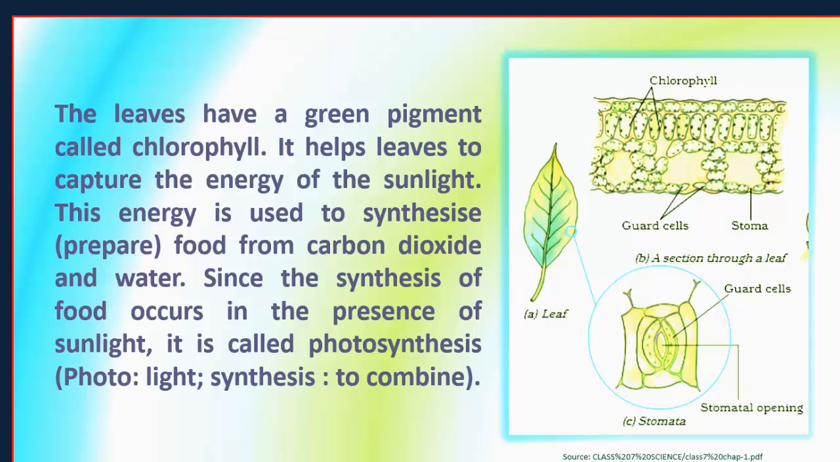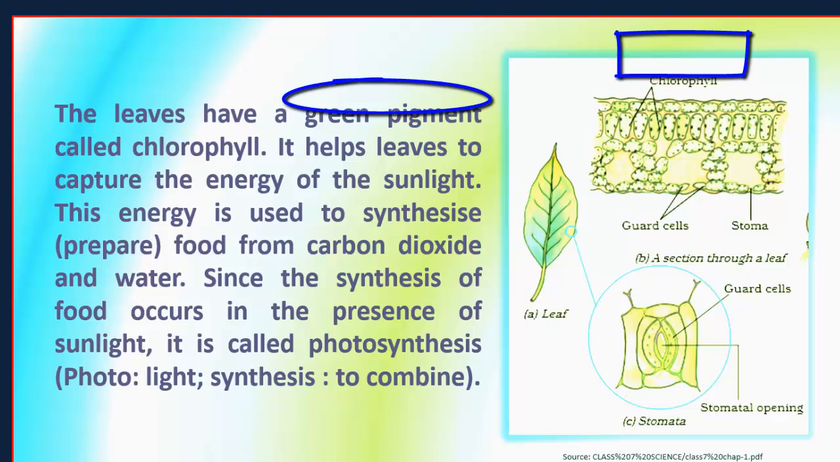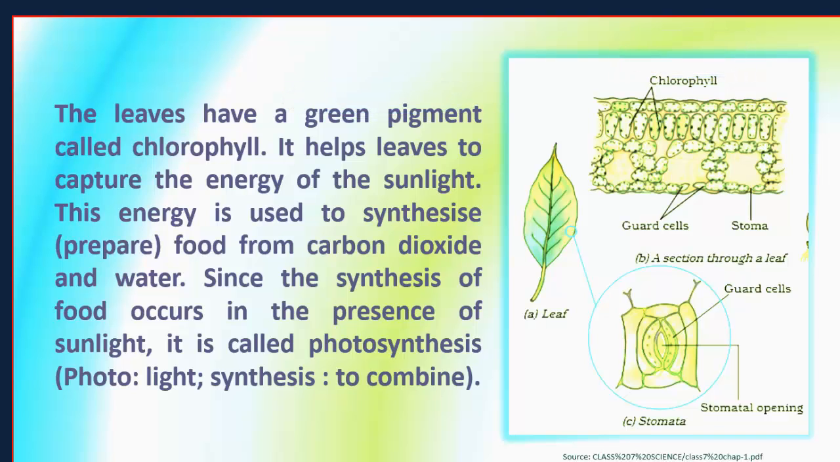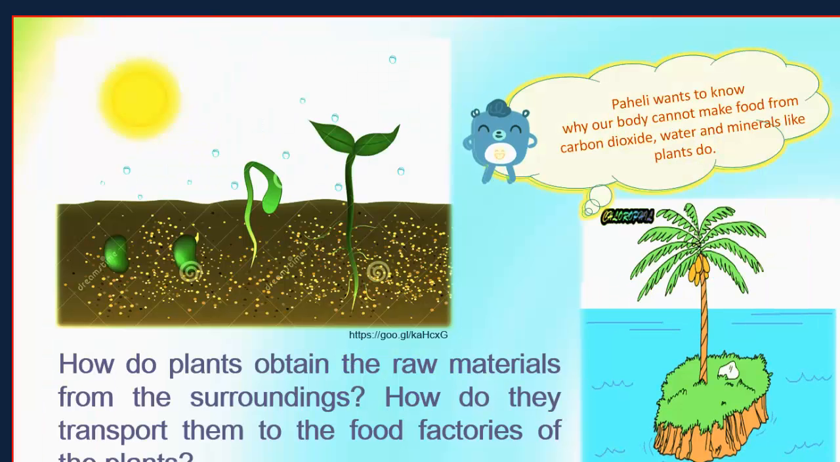The leaves have a green pigment called chlorophyll. It helps leaves to capture the energy of sunlight. This energy is used to synthesize or prepare food from carbon dioxide and water. Since the synthesis of food occurs in the presence of sunlight, it is called photosynthesis. Photo means light and synthesis means to combine.